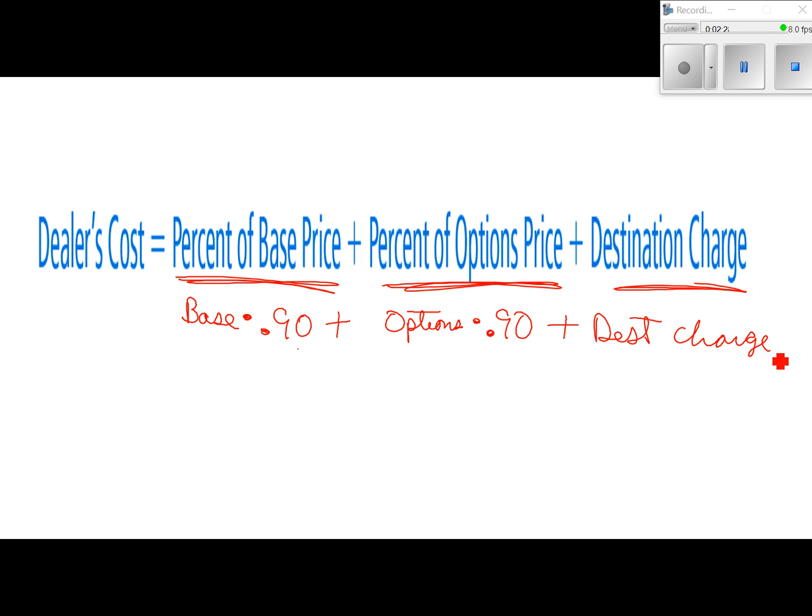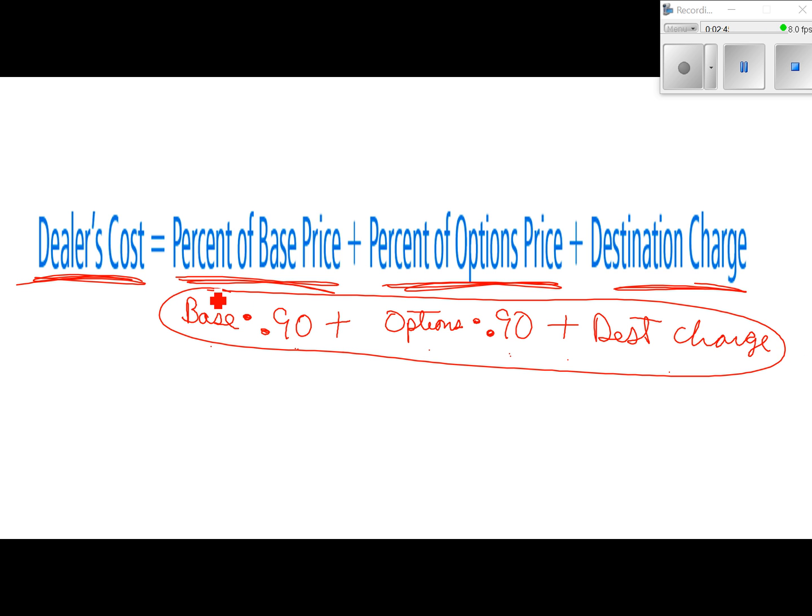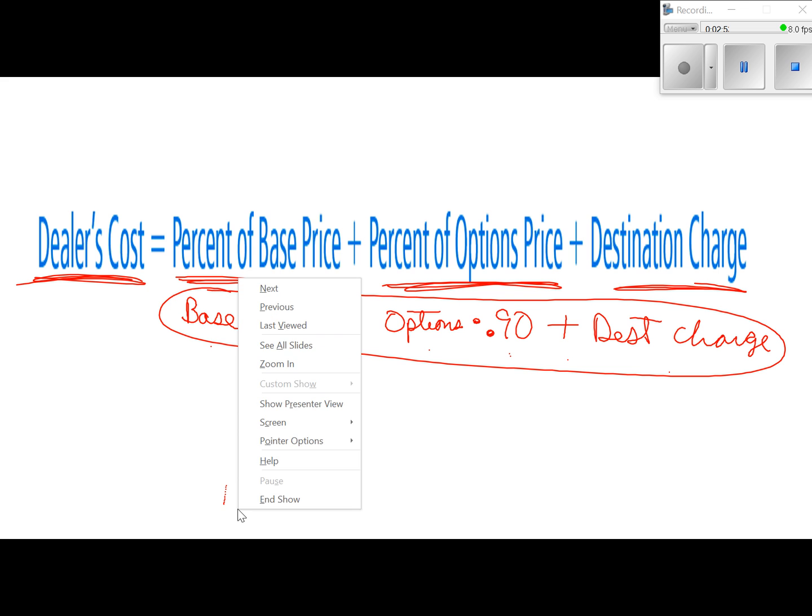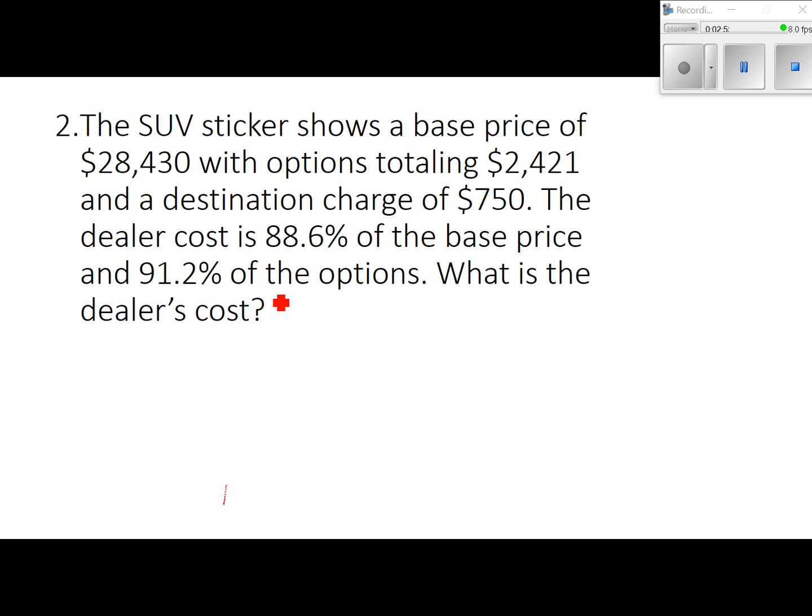If you write out this formula this way, base price times the percentage that they tell you, plus options times the percent that they tell you, plus the destination charge, that's going to give you the dealer's cost each time. And you could just plug all of this right into your calculator with whatever the numbers are that they gave you. So I'll show you one here.